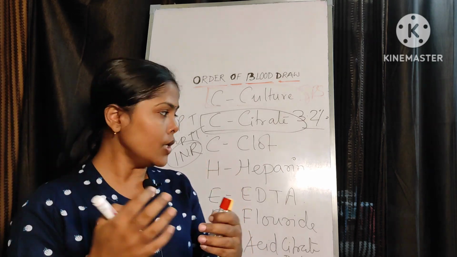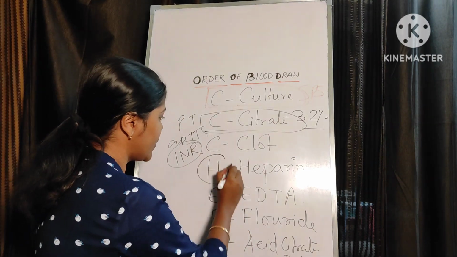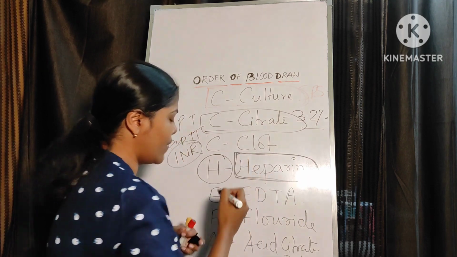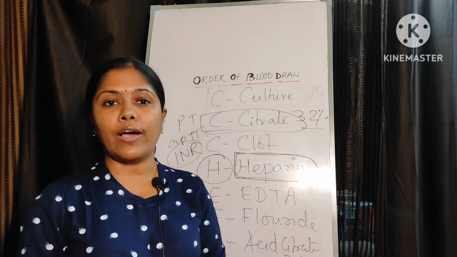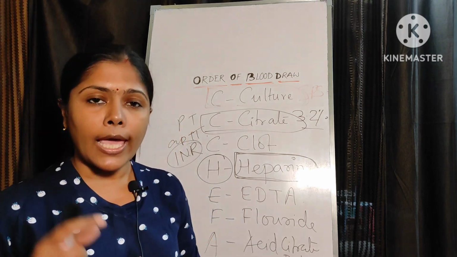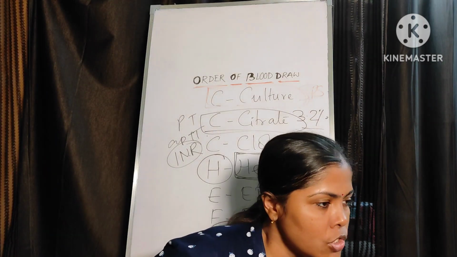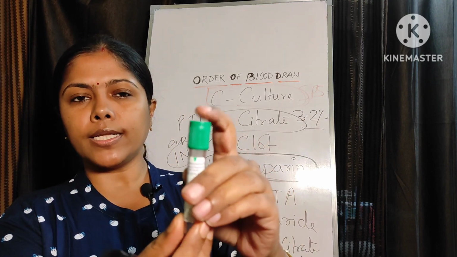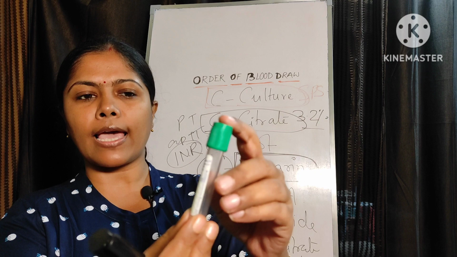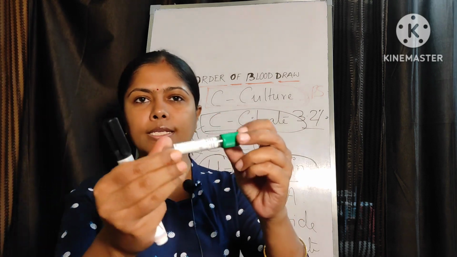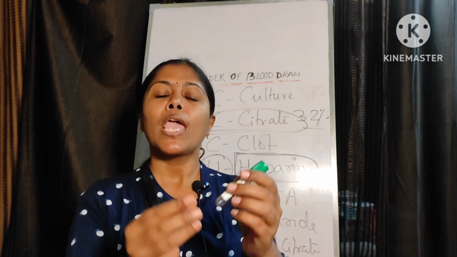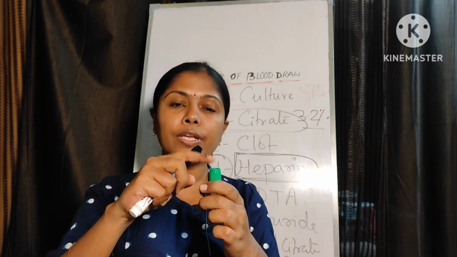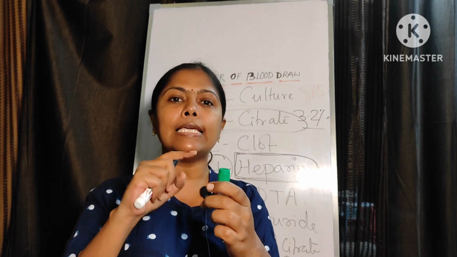Now the third one, that is E, the heparinized vial. This heparinized vial has two types of heparin salt. This one, a bit dark green in color, has sodium heparin. Another one has a light green cap color, and that has lithium heparin.